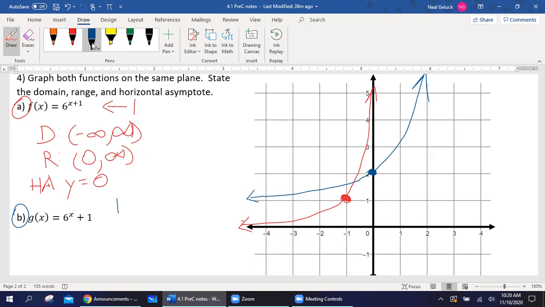So this has a domain, just like the other one, negative infinity to infinity. This one's range, though, I shifted everything up 1, so its range is 1 to infinity, because the horizontal asymptote is now y equals 1 instead.